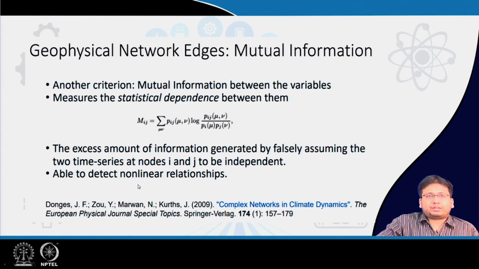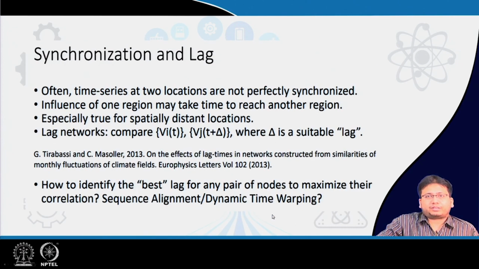Okay. So, this kind of network has also been studied in the domain of earth sciences, specifically climate. Now, it often happens that the time series at two locations are not perfectly synchronized. Why that happens is because the influence of one region may take time to reach another region, especially if the locations are far apart from each other.